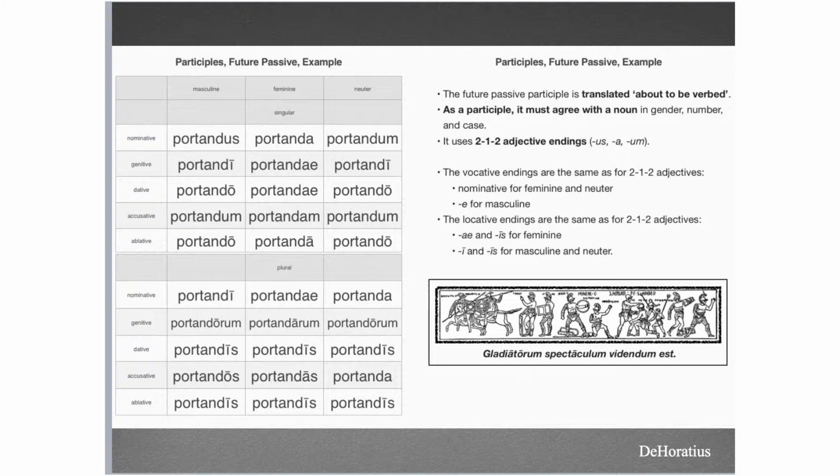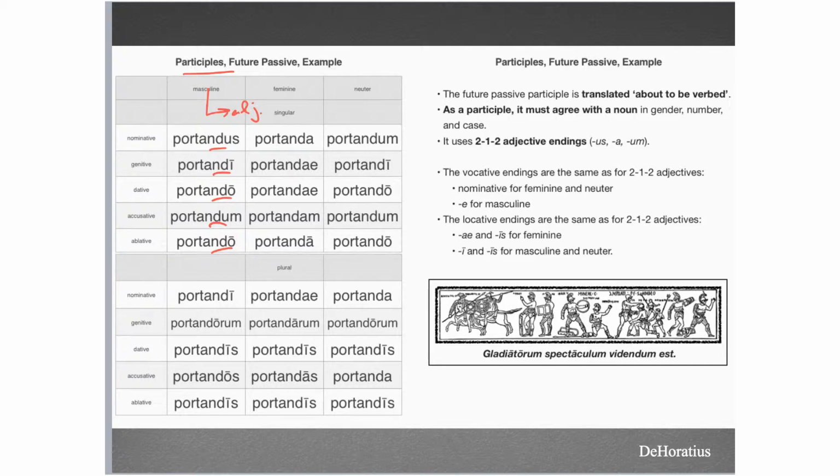All right, so here's our future passive participle, also known as the gerundive. So you can see that it uses the nd, just like the gerund does, but as a participle, it's of course going to be an adjective rather than a noun. And as an adjective, it needs all genders, all numbers, all cases, unlike the gerund, which is a noun.